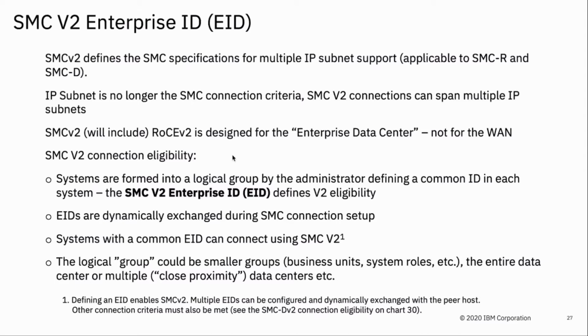So then when we get to what is the version 2 connection eligibility criteria, what does it look like? Basically what you do is you form these logical groups by giving them all the EID. You can think of it as a cluster. If you're in this SMC group, you get to talk. And how do I get in this group? We all have the same EID. And then when we connect, the protocol that dynamically connects that we have today has been updated to exchange the EIDs. And if, as part of the exchange, you say, hey, we have a common group, we're in group 2, what have you, you can have multiple EIDs, then we can use SMC version 2.